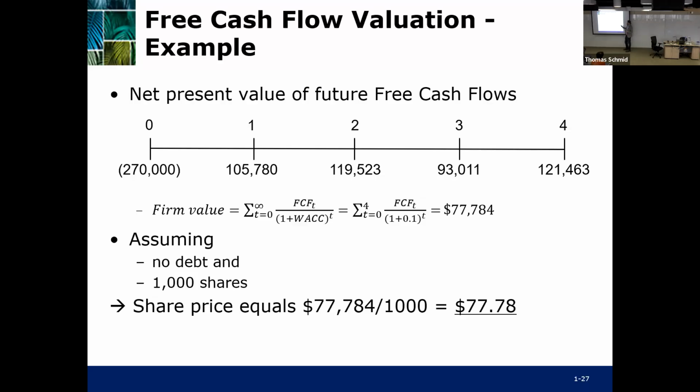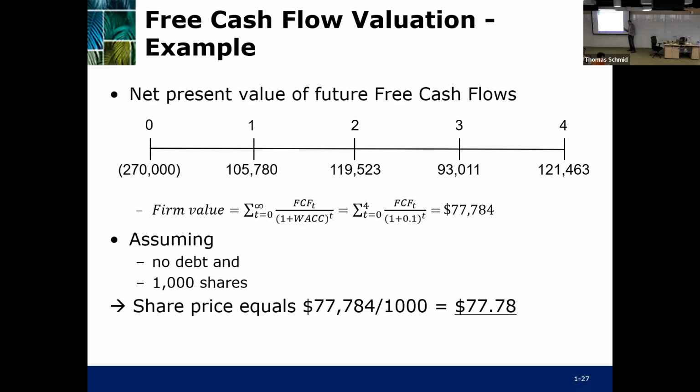Obviously, you can make this example as complex as you like. You can extend the 4 periods to 10 periods. You can make much more detailed forecasts, and you can make forecasts for different business divisions of the firm. You can add debt financing here. You can add whatever you want. But I think the basic idea remains the same.